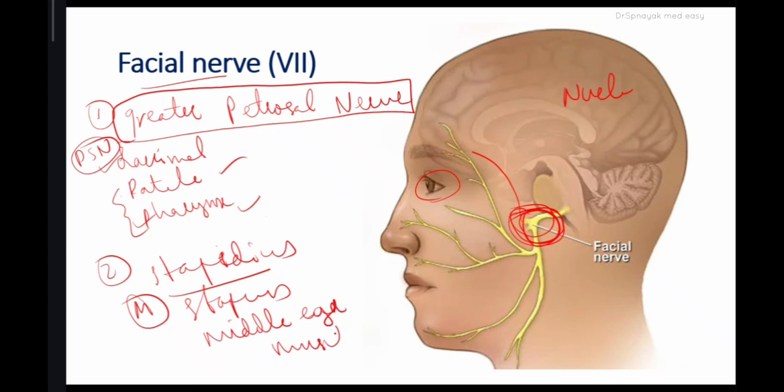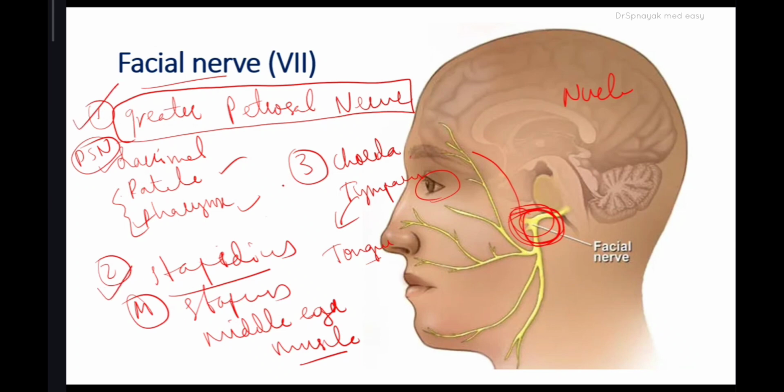Okay, and the third branch coming out of the facial nerve from the geniculate ganglion is the chorda tympani. This chorda tympani is innervating the taste buds of the tongue. This is important, this is sensory. See, the facial nerve forms the geniculate ganglion, and from the geniculate ganglion the greater petrosal nerve arises, which is the first branch. The second branch is the stapedius branch, and the third one is the chorda tympani. These three branches are very, very important.